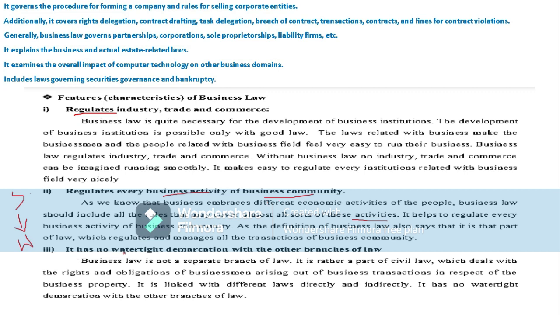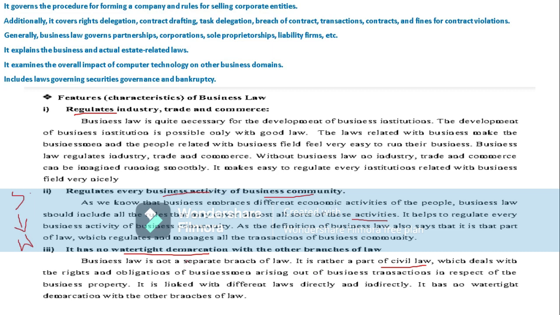If we see, it has no watertight demarcation. Demarcation means the limits, the separation from the other branches of law. We know that business law is not a separate branch of law; it is rather a part of civil law, because we have studied under sources of law and branches of law. We have learned about criminal law, civil law, personal law, common law. Under these only we study the branches of law. So business law is one of the branches of law which comes under civil law.